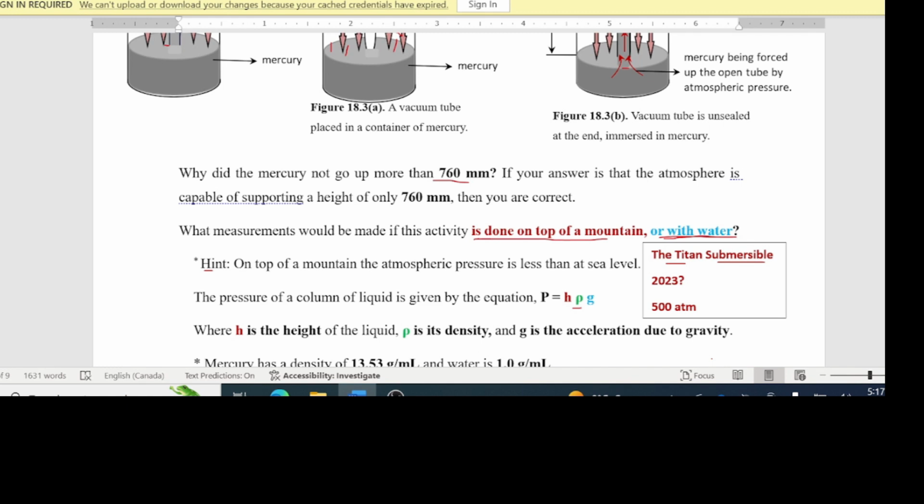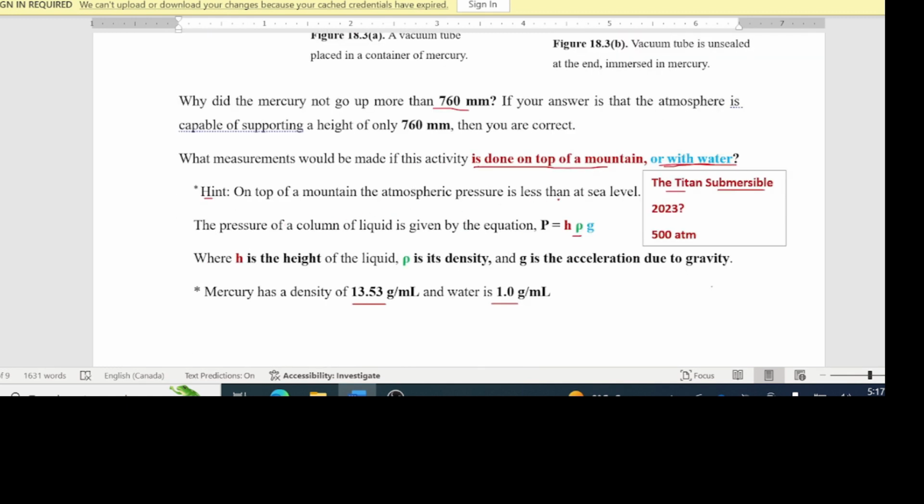And I give you some hints here. On top of the mountain, atmospheric pressure is less than at sea level. The pressure due to a column of liquid, P, is the height of the liquid times its density times the acceleration due to gravity. Next, mercury is 13.53 times the density of water, which is 1 gram per milliliter. So with these clues, I hope you'll be able to answer these questions. What would the readings be if Torricelli had done that on top of a mountain, or if he had used water?